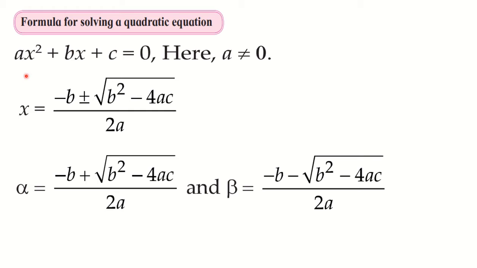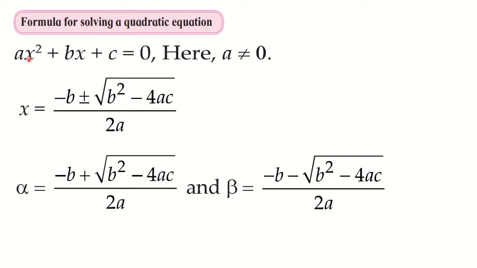You know that the standard form of the quadratic equation is ax square plus bx plus c is equal to 0, and the condition here is a is not equal to 0. Here a is the coefficient of the term x square, that means the coefficient of the quadratic term, the term with index 2. If a becomes 0, the equation no longer remains quadratic. That is why this condition is important.